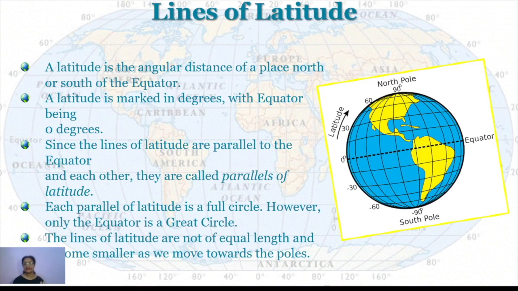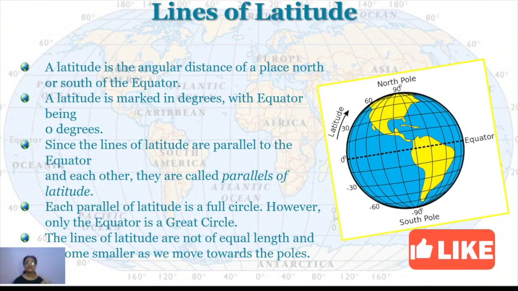Next thing is, all these lines of latitudes are drawn parallel to the equator. So many times these are also called parallels of latitude. What does that mean? Parallels of latitude means all the latitudes which are drawn parallel to the equator. Each parallel of latitude is a full circle.